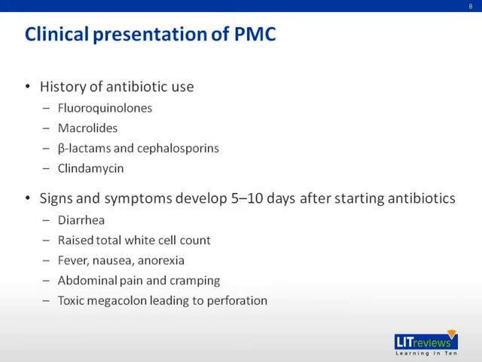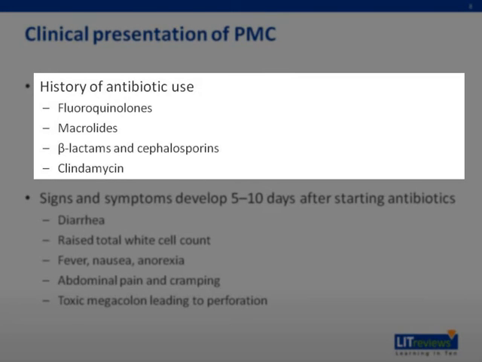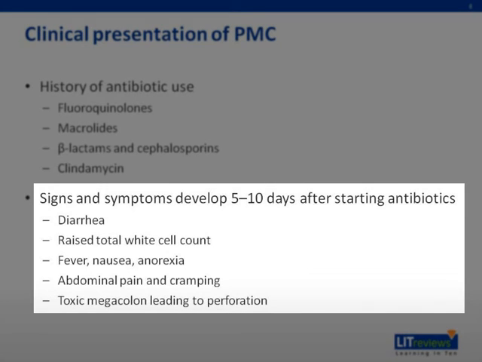So the clinical presentation of PMC is quite classical. It's usually associated with a recent antibiotic use, and I've listed the typical culprits that are responsible for clearing the normal gut flora and enabling C. diff to proliferate. The signs and symptoms typically develop around a week after starting antibiotics, and these patients present with diarrhea, raised total whites, abdominal pain. In severe cases, you can have toxic megacolon and intestinal perforations.